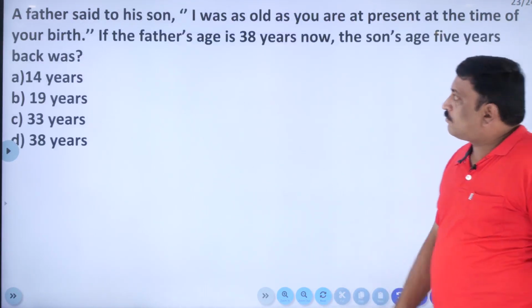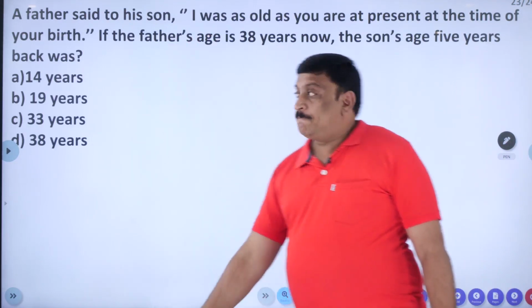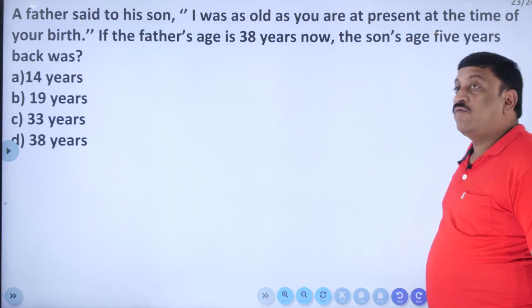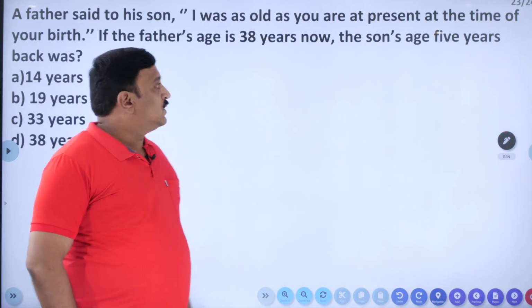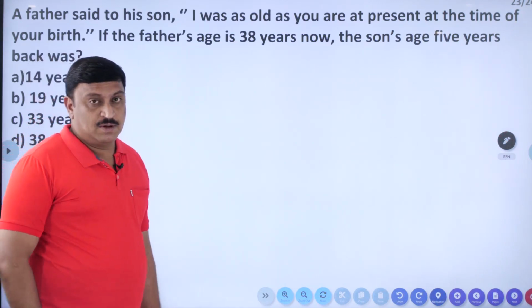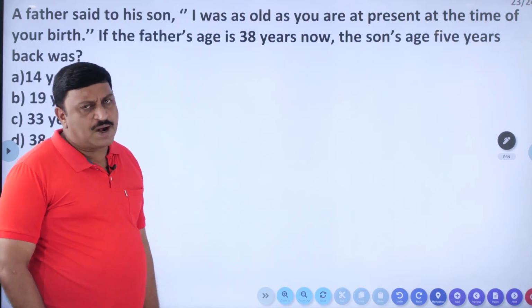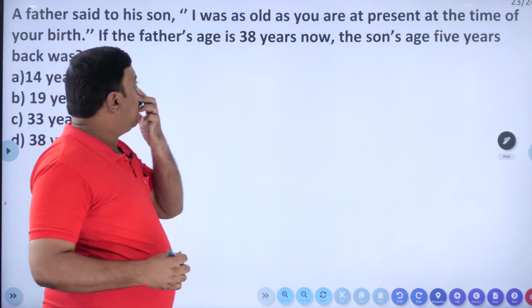So let us see. A father said to his son, I was as old as you are at present at the time of your birth. If the father's age is 38 years, the son's age 5 years back was. It's like statement questions, right? These are also mental ability. That's why I made it as a common in one miscellaneous concepts, right?